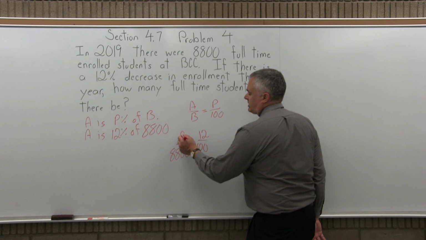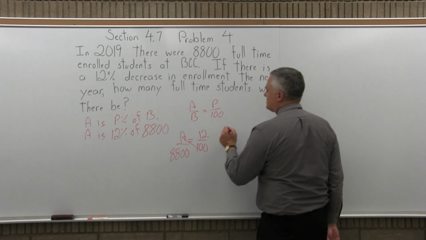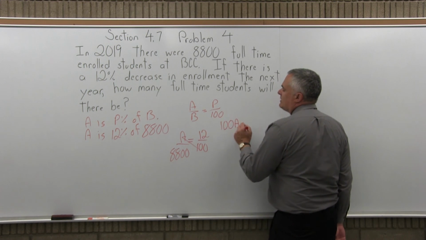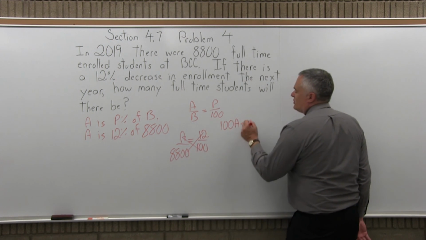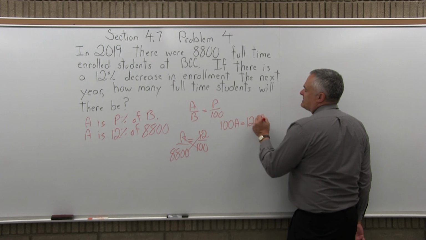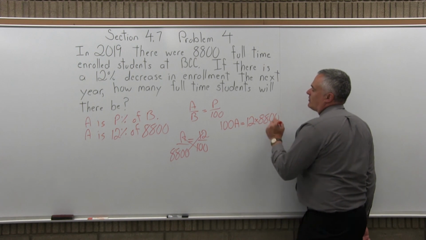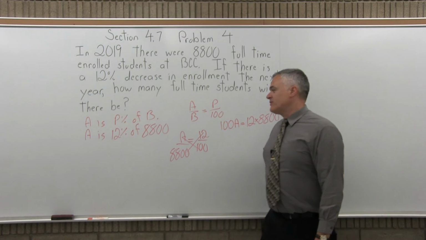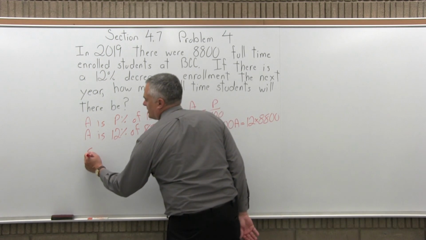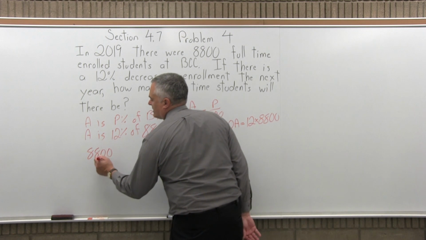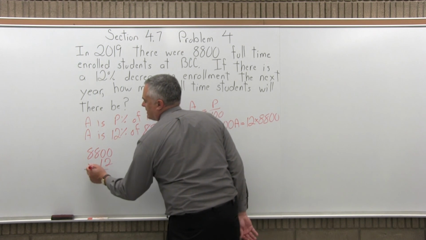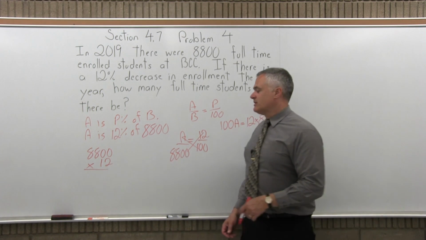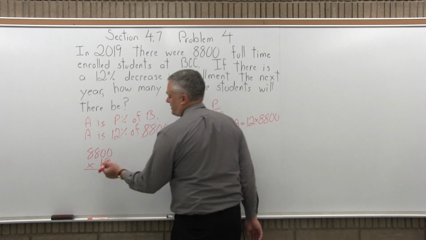So I'm going to cross multiply. A times 100 is 100A equals 12 times 8,800. That's not a multiplication I can do easily in my head, so off to one side, let me do 8,800 times 12. If you're a math teacher, let's use a calculator. Just run it through the calculator and you'll get the answer right away. If not, you just have to do it the long way.